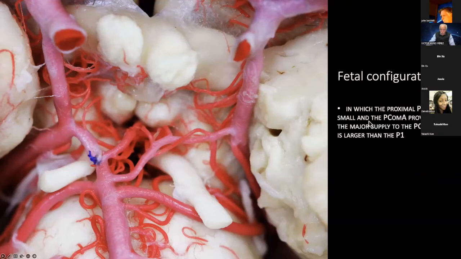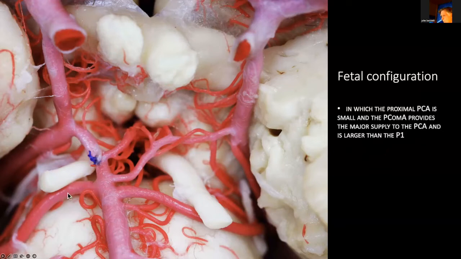The fetal configuration is one in which the proximal posterior cerebral artery is small and the posterior communicating artery provides the major supply to the posterior cerebral artery and is larger than the P1. Here we have the basilar artery. On the right side, the superior cerebellar artery, and the posterior cerebral artery coming mainly from the supraclinoid carotid artery. This is a fetal configuration, and this is P1.